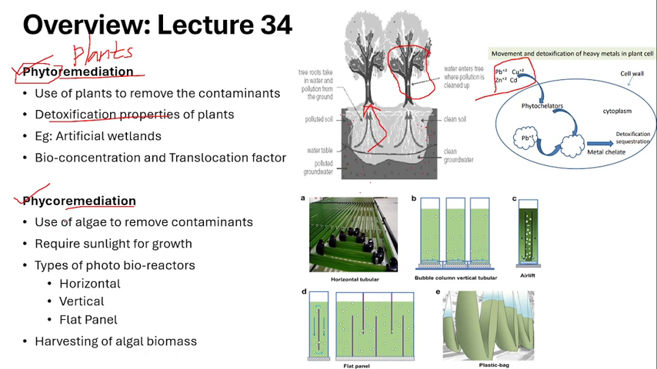The next thing is phycoremediation. Phycoremediation is the advanced process. It uses algae. Algae are generally of two types: macroalgae and microalgae, right?